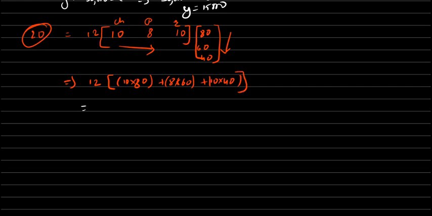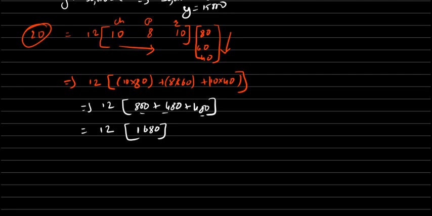Right, 12 here it is. It is 10 into 80, 800. 8 6s are 48, 480, plus 10 into 40, 400. And 12 is equal to 800 plus 400, 1200, plus 480, 1680. If you multiply this 12 into 1680, you will get, let me do this, 20,160.